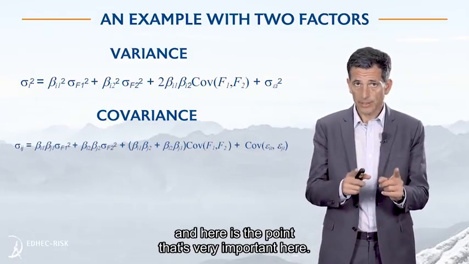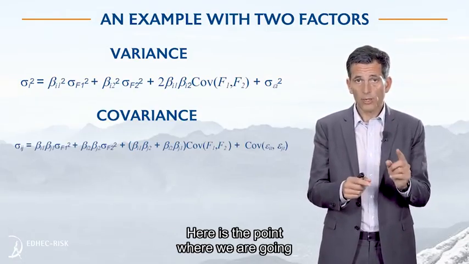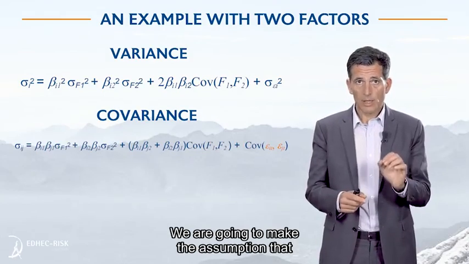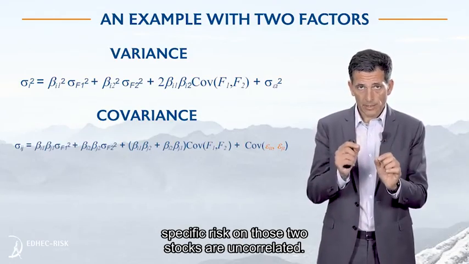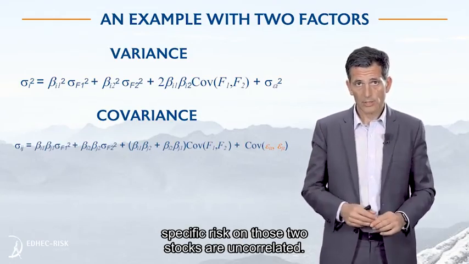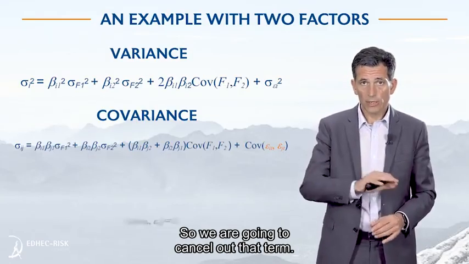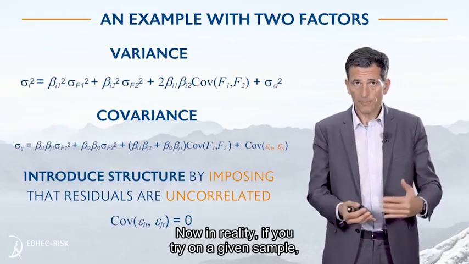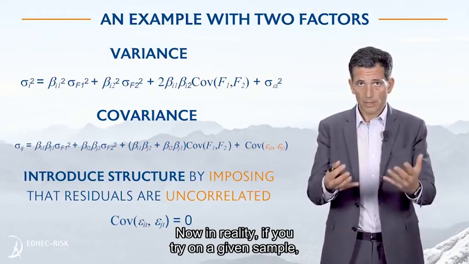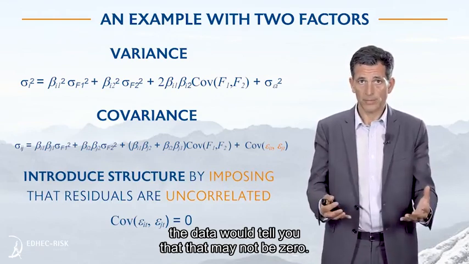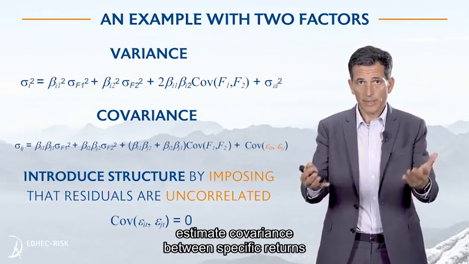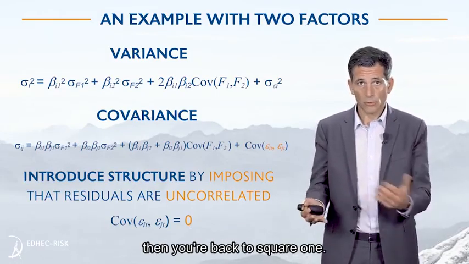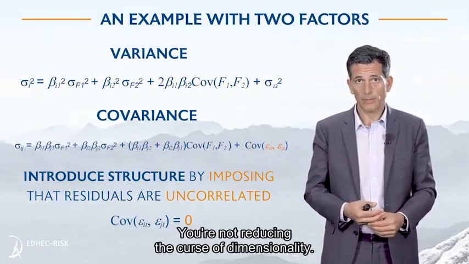And here is the point. That's very important here. Here is the point where we are going to start introducing some structure. We are going to make an assumption. We are going to assume that the specific risks on those two stocks are uncorrelated. So we are going to cancel out that term. We're going to say that term should be 0. Now, in reality, if you try on a given sample, the data would tell you that that term may not be 0. Well, the problem is if you have to estimate the covariance between specific returns on many pairs of stocks, then you're back to square one. You're not reducing the curse of dimensionality.